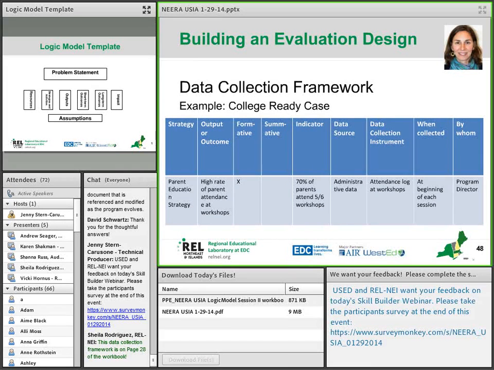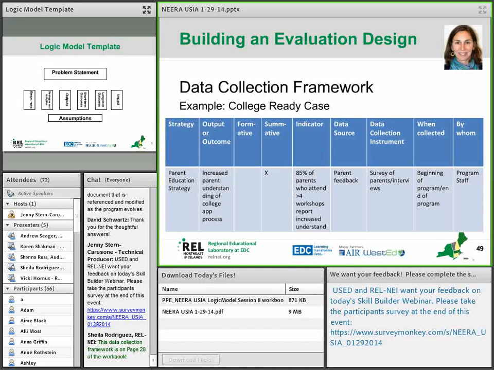So the data collection instrument, again, would be this attendance log. And then here's some specific stuff. Well, when is it collected? At the beginning of each session, and by whom? The program director. So you just want to lay this stuff out for yourself as you're thinking about your evaluation design, so you have a really good sense of where that data is coming from and how you would get it and when you would get it, because timing is always a critical piece of evaluation.